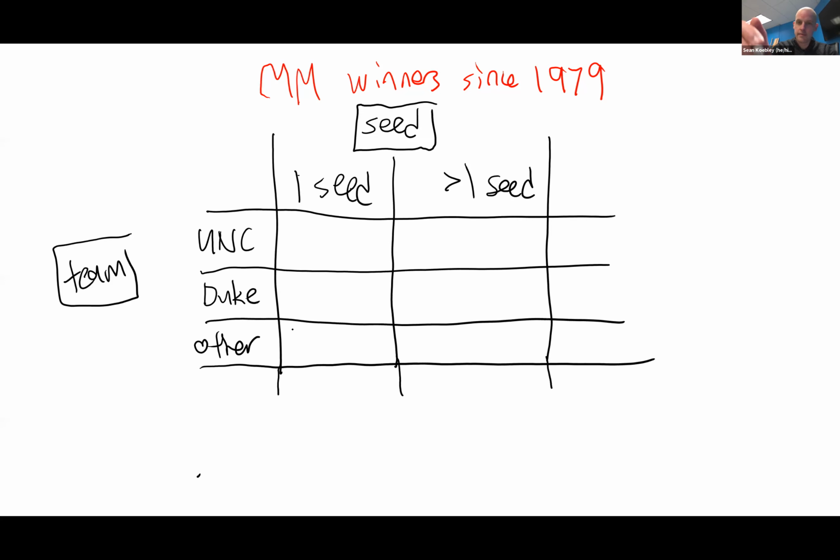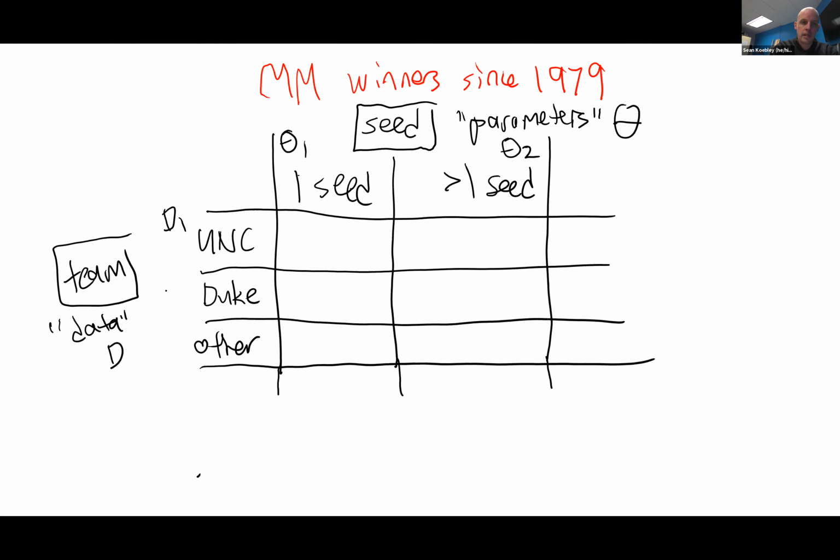For that purpose, we're going to call these seed options our parameters theta, and we're going to call our teams our data D. Why did I choose the seed to be the parameters? No reason. It could have been switched. I just want to get you used to thinking of the relationship between data and parameters. So we're going to call this number 1 seed theta 1, and this greater than 1 seed theta 2. UNC is going to be D1, Duke is going to be D2, and then other is going to be D3.